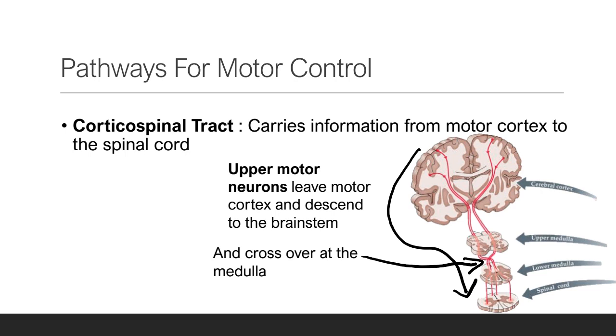But before they reach the spinal cord, the axons cross over. So the upper motor neurons cross over at the medulla. This is why the left side of the brain is said to control the right side of the body, and vice versa. It's because of this crossover point here at the medulla.